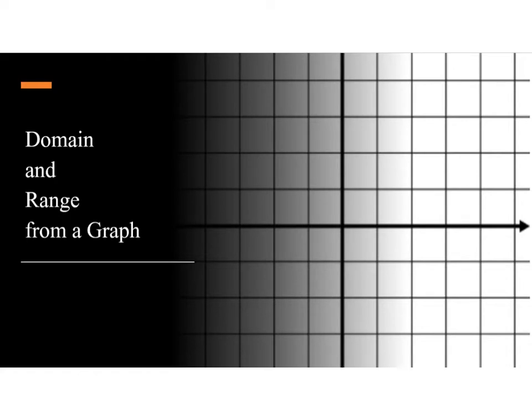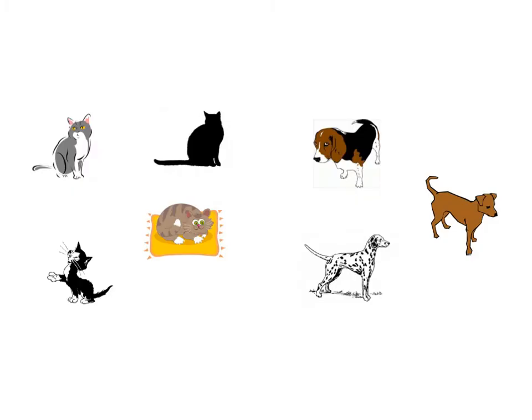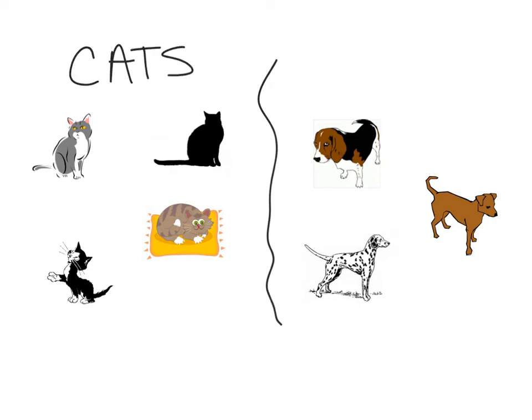To kind of get you eased into that, let me start with animals. Here you see some animals, and I hope that you can categorize them into two different animals. On the left side, we have cats, and the right side, we have dogs. Cats and dogs are titles of a list of a type of animal, just like domain and range are just titles of lists of numbers. So let's go see what type of numbers we're talking about.